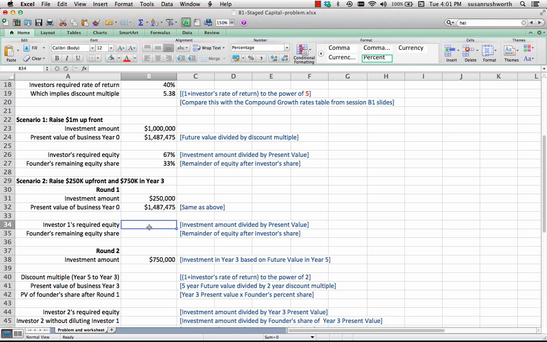The investor's required equity is the revised investment amount, the smaller amount, divided by the same present value. So naturally, you get a smaller percentage. Let's work it out. With this smaller investment, the investor would only be requiring 17% of the equity in the business, which leaves 100% expressed as 1 minus the 17%, or 83%, that the founder still owns. Okay, that sounds good.